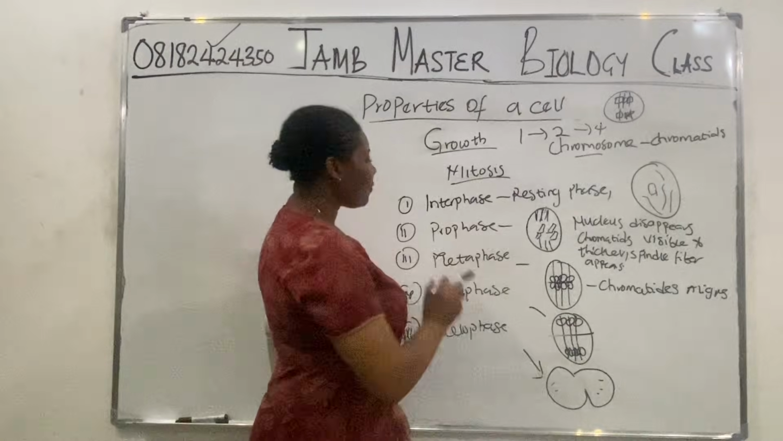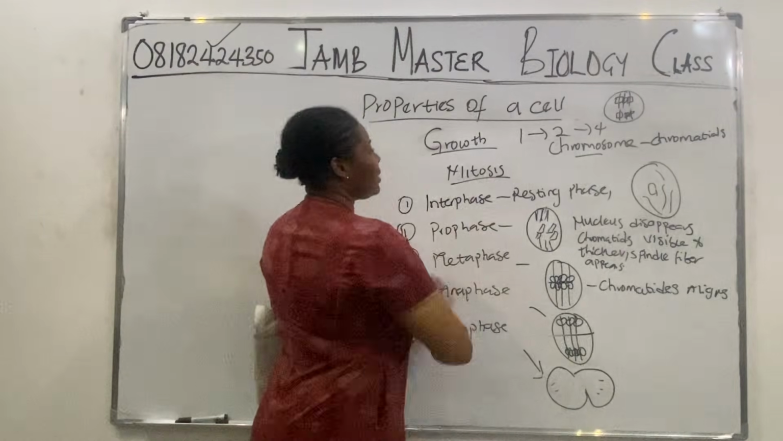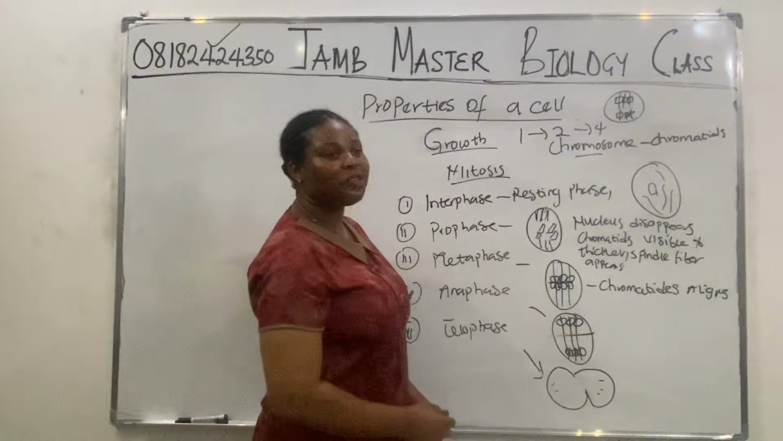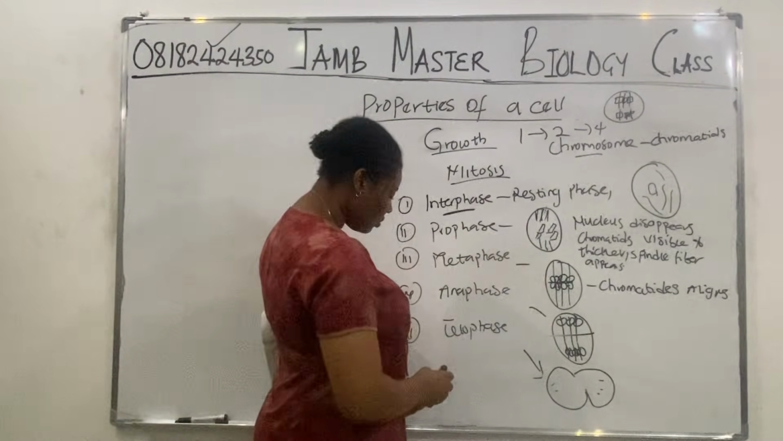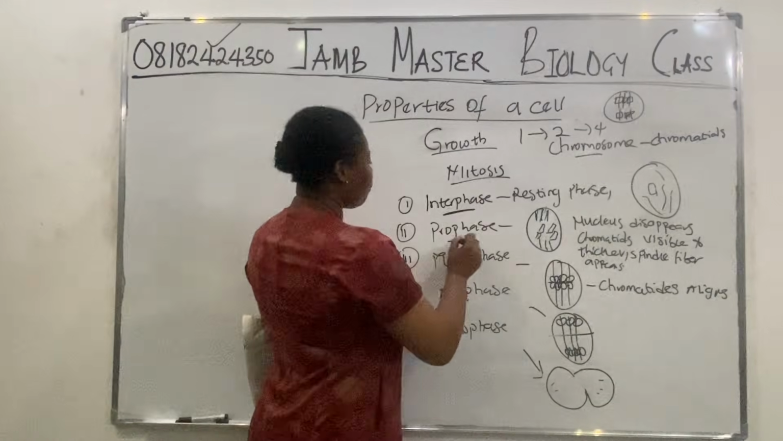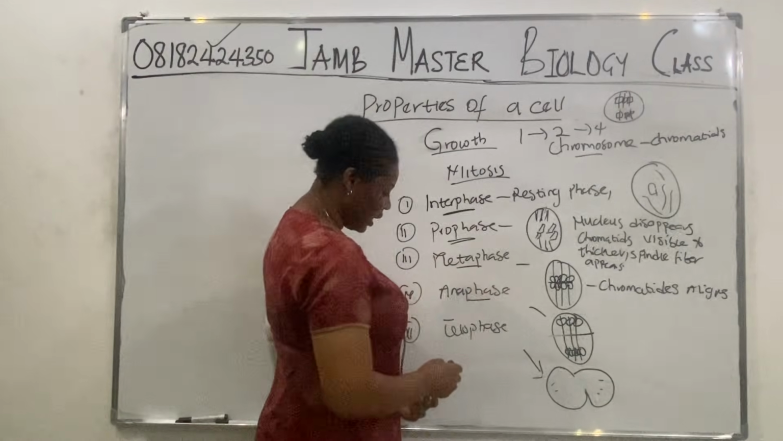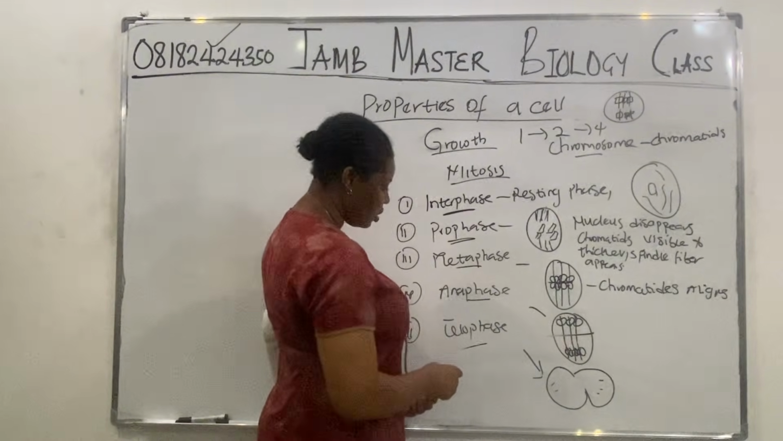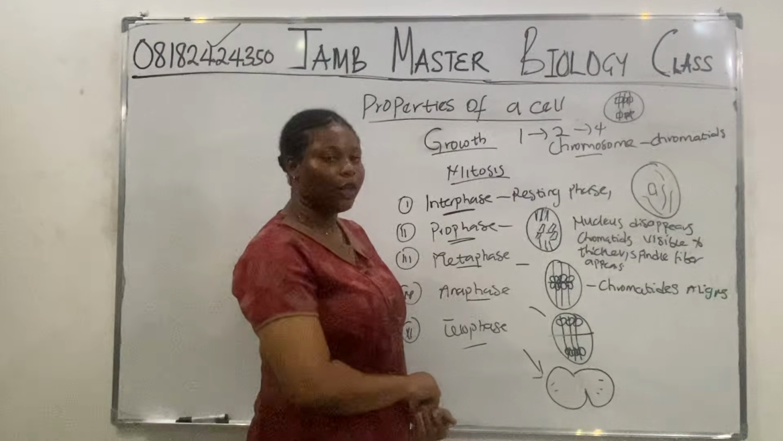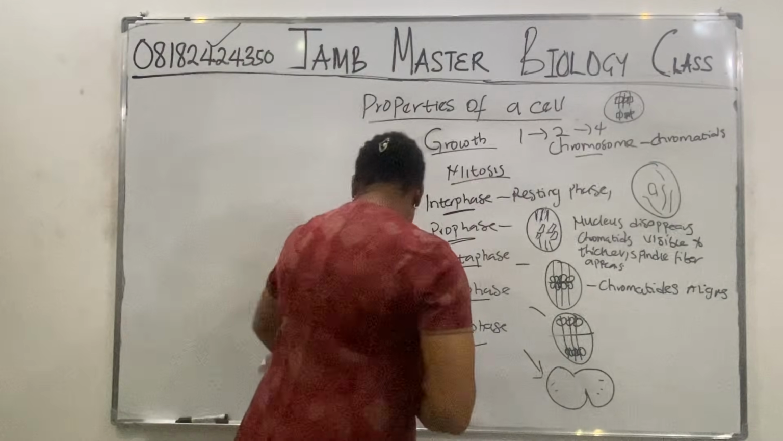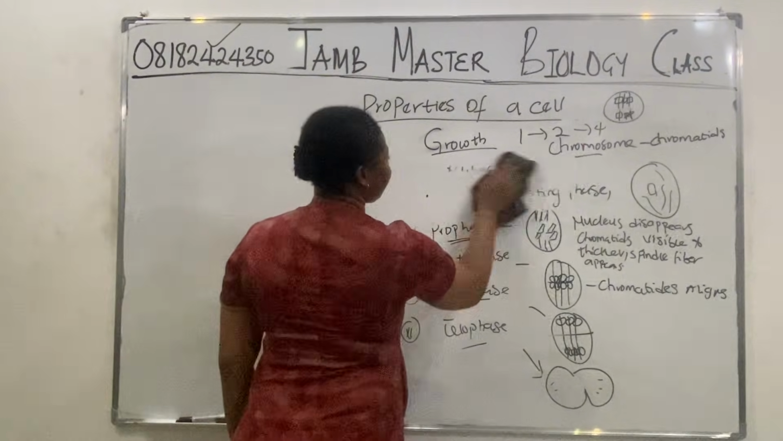Interphase, resting phase, prophase, that's the main beginning of mitosis. So if they ask you the first phase of mitosis is what? We have interphase. The second phase is what? Prophase. Third, metaphase. Fourth, anaphase. Then the last phase is what? Telophase. This is where the 2 daughter cells are completely formed, the telophase. That is all we have today on growth.